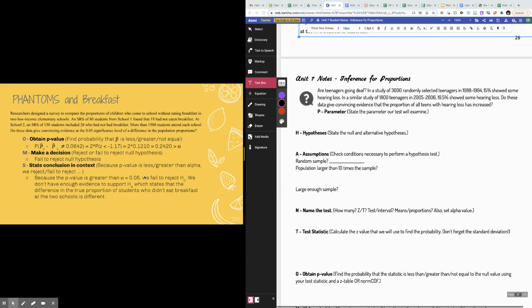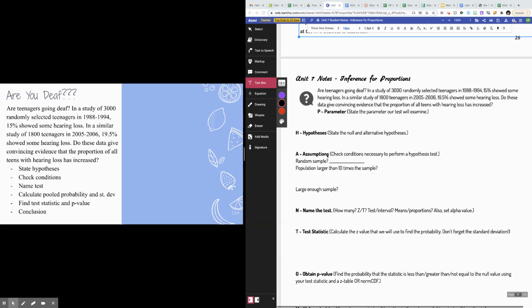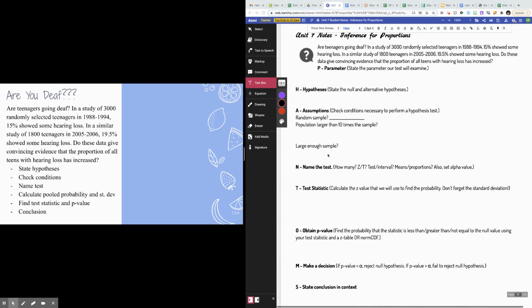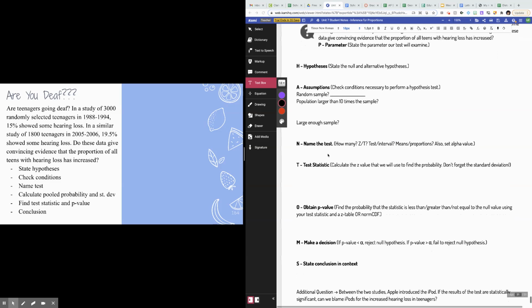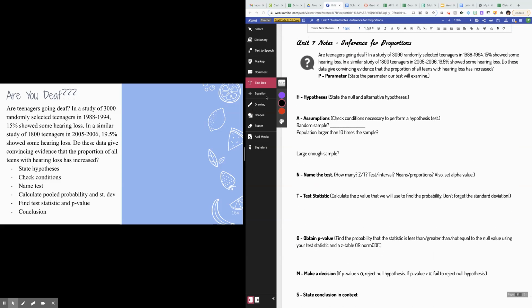So we've got one more here, okay, about our teenagers going deaf. I want you all to try this one on your own, right? It's still a two proportion z-test. But I do want to note for you that the question is, do these data give convincing evidence that the proportion with hearing loss has increased? What that indicates to me is this is going to be a greater than probability in your alternative hypothesis. All right, so give this one a try. Pause the video, give this one a try, and then check back with me to see how you did.